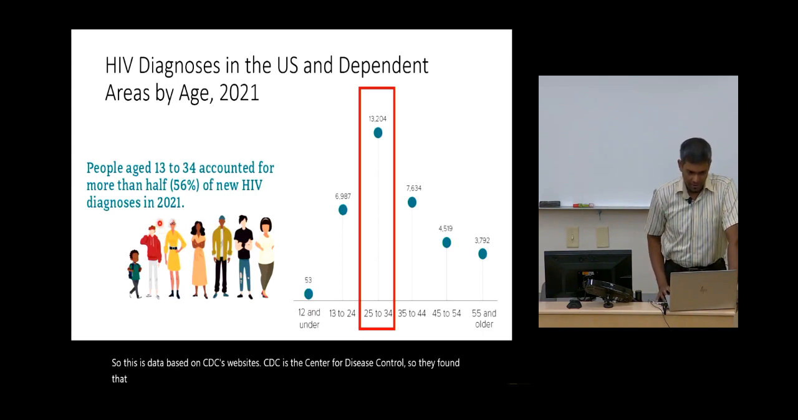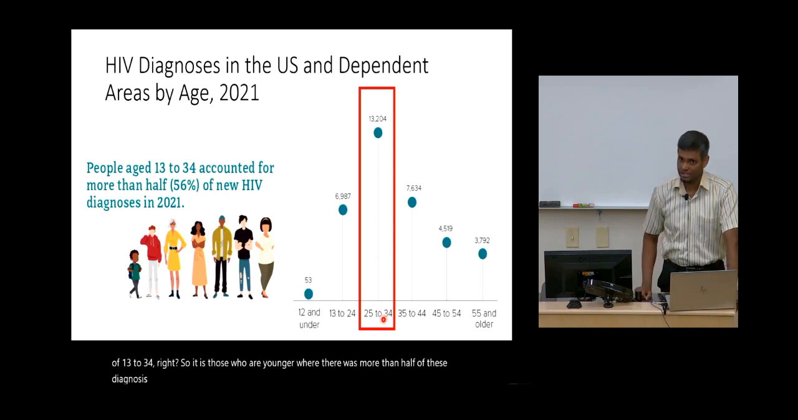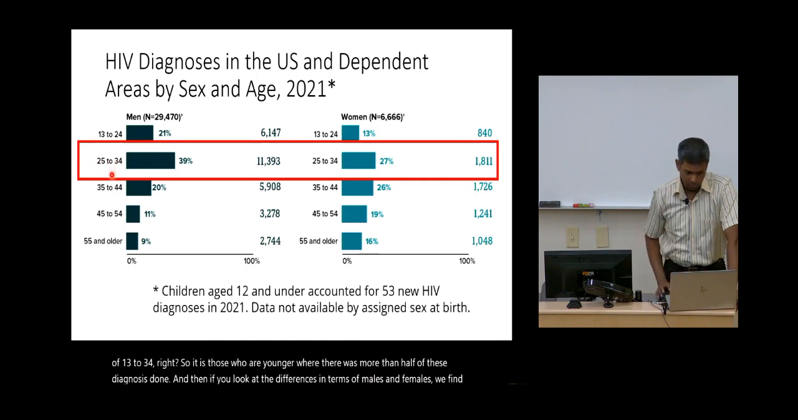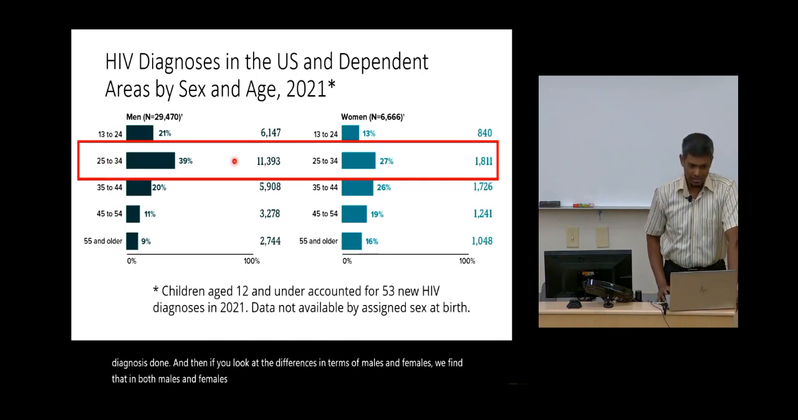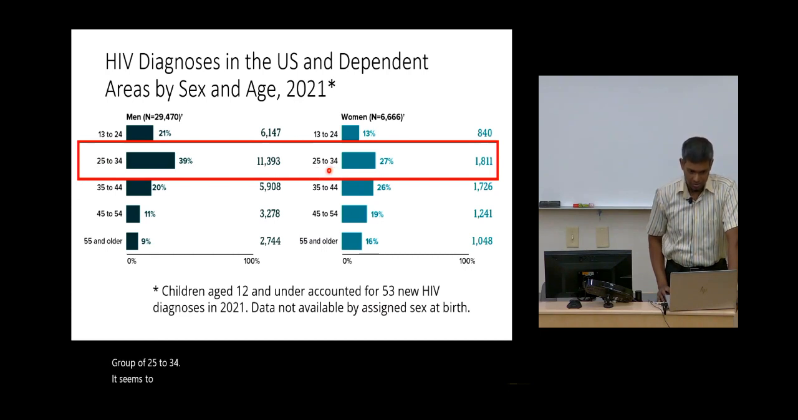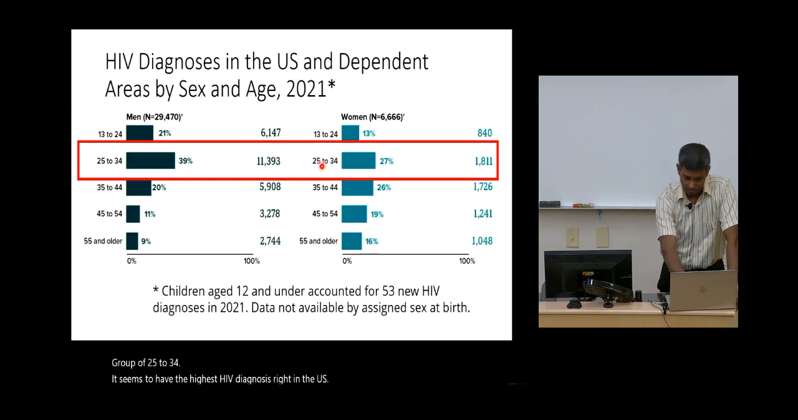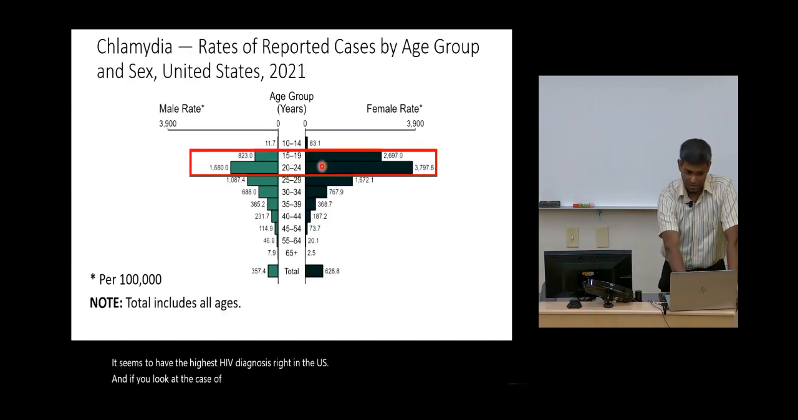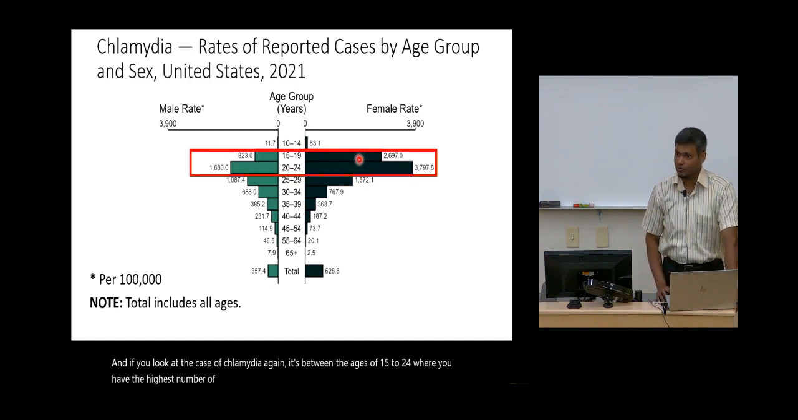So they found that in 2021, more than half the new cases of HIV were individuals between the ages of 13 to 34. Right? So it is those who are younger where more than half of these diagnoses were made. And if you look at the differences in males and females, in both it's the age group of 25 to 34 which seems to have the highest HIV diagnosis in the US. And if you look at the case of chlamydia, again it's between the ages of 15 to 24 where you have the highest number of reported cases.